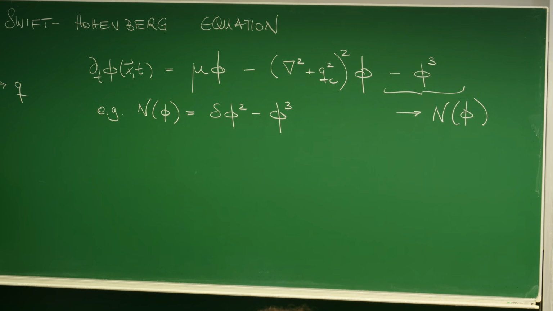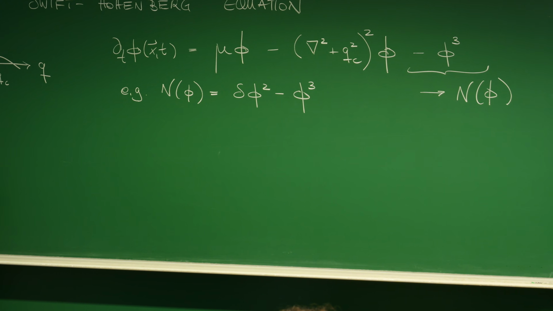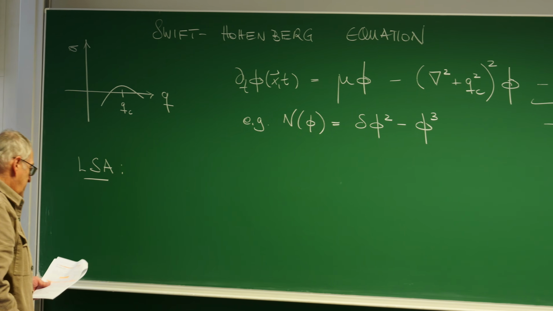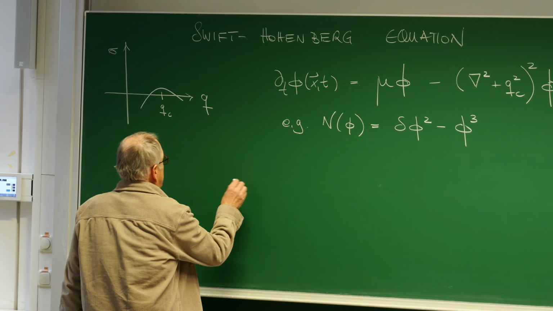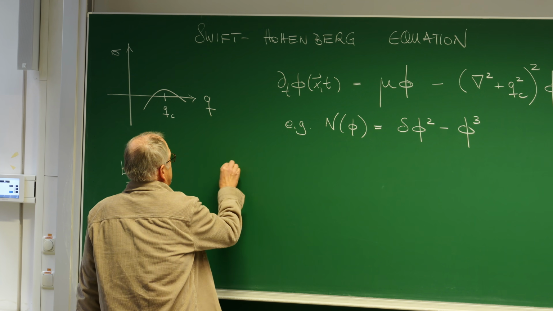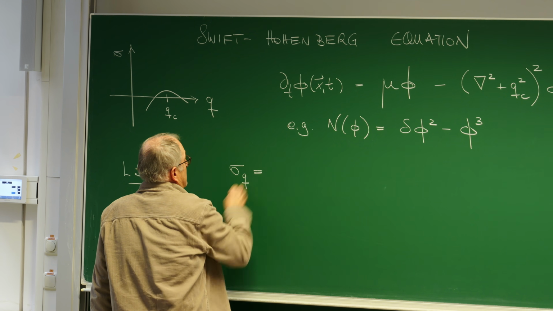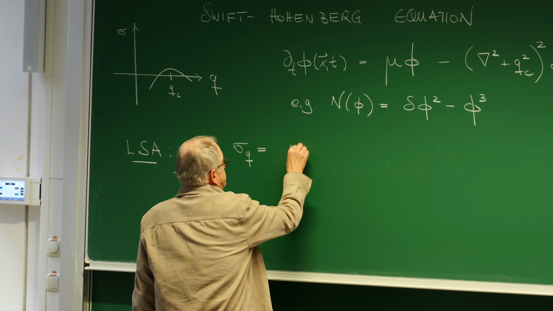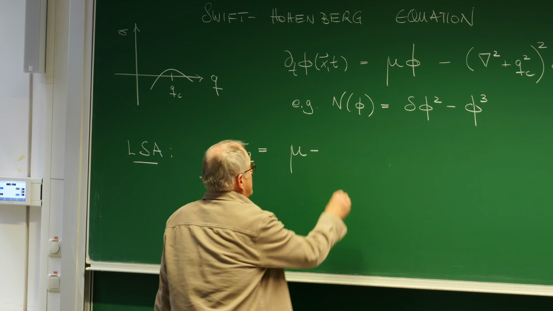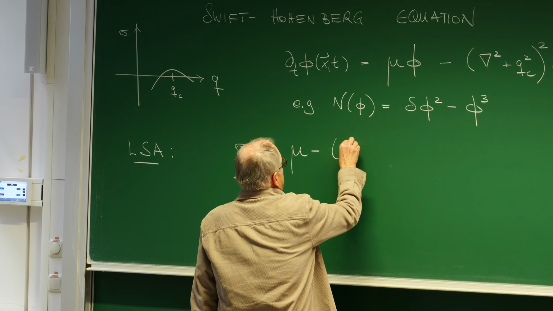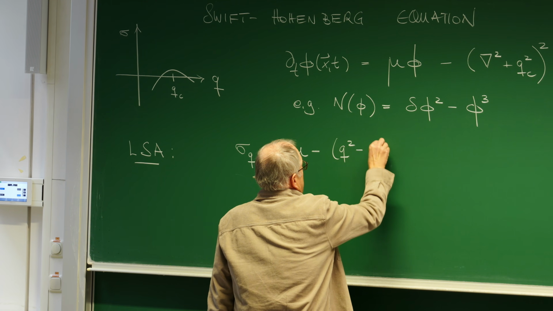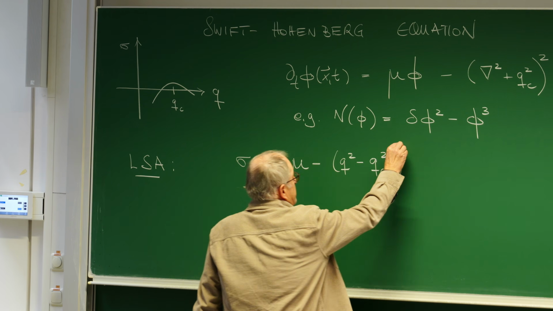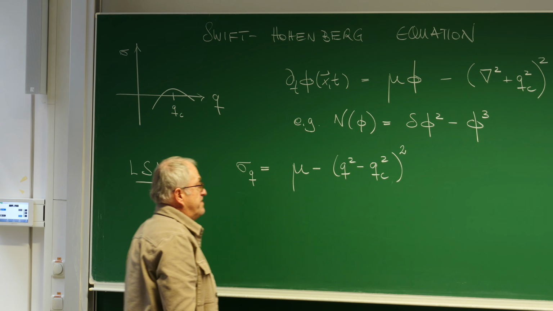And the first thing, which I already kind of preempted by using the scheme here, is to do linear stability analysis. So go to Fourier space. And then it's quite clear what you get, right? You get mu minus q squared minus qc squared as the dispersion relation, the square of that.